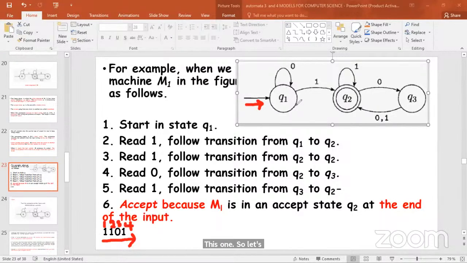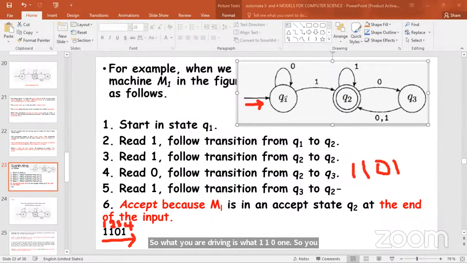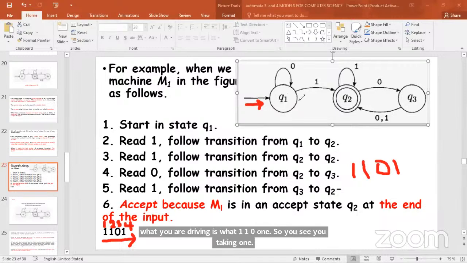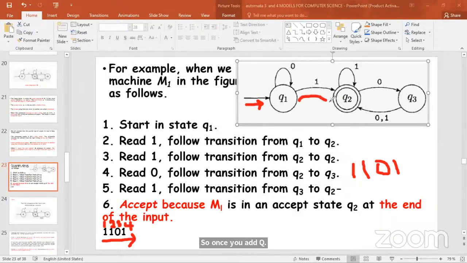At Q1, you take an input from this. So what you are driving is 1, 1, 0, 1. It says you take in 1. Once you're at Q1 and you pick up a 1, it moves you to Q2. You can see this label 1.